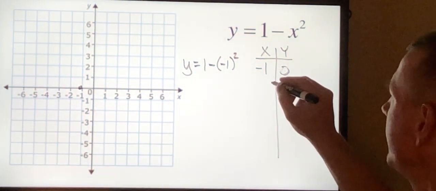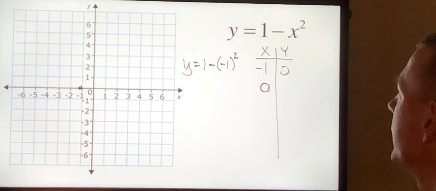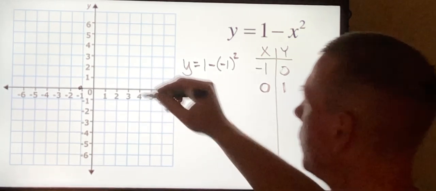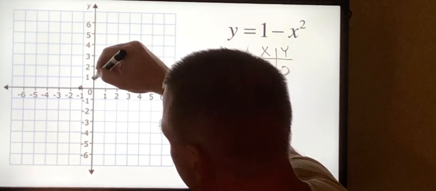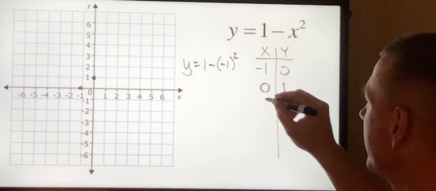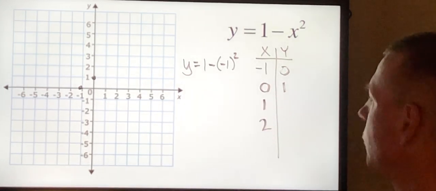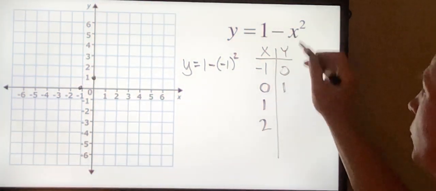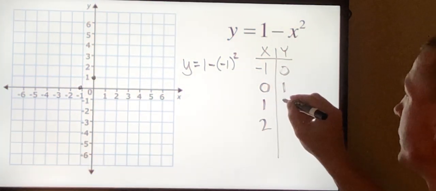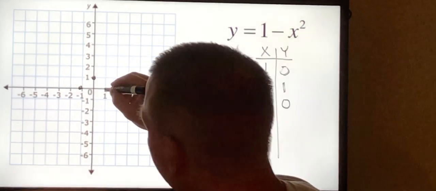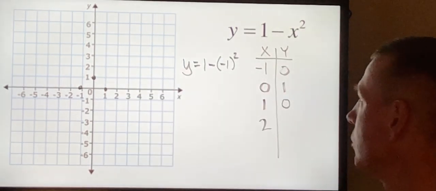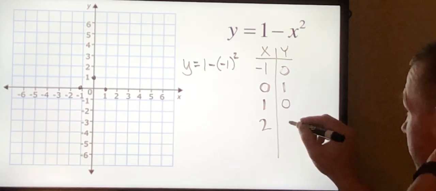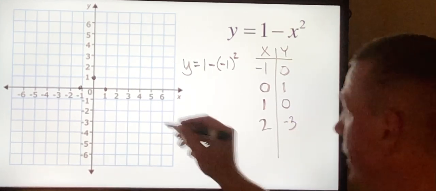Let's go ahead and plug in 0. If I plug in 0, 0 squared is 0, that gives me 1. So 0, 1, be right here. And then let's go ahead and plug in 1, just like we did on the other one, 1 and 2. If I plug in 1, 1 minus 1 squared, that's 1 minus 1 or 0. And then let's plug in 2. 2 squared is 4, 1 minus 4 is negative 3. So 2, negative 3.